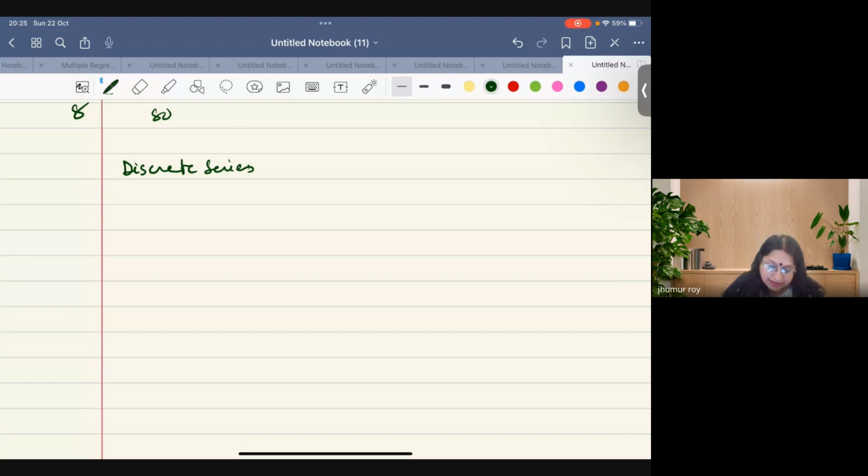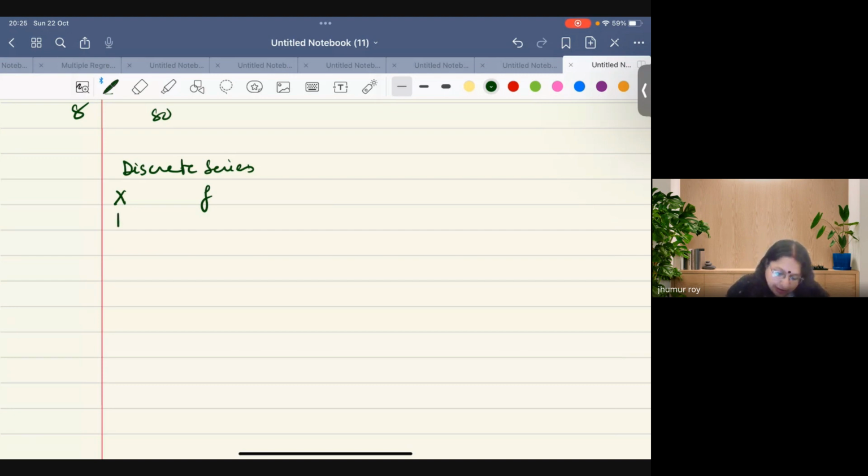But in discrete series, you will have frequency also. So how do we calculate it? I will tell you. So now suppose we take, I'm not writing marks and number of students, you all know that. So I'm just writing X and F. Everybody knows that we are just taking X as marks, or it can be anything else also, but we are just taking simple values.